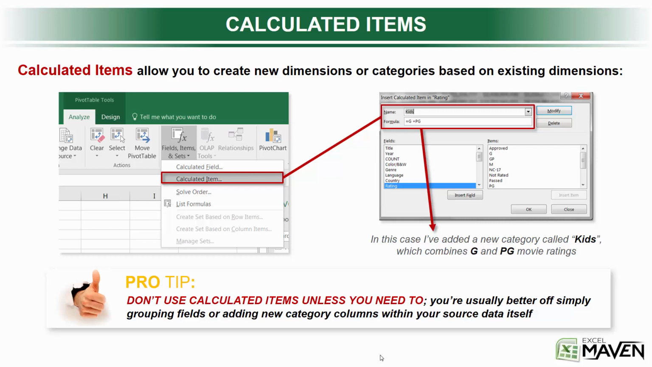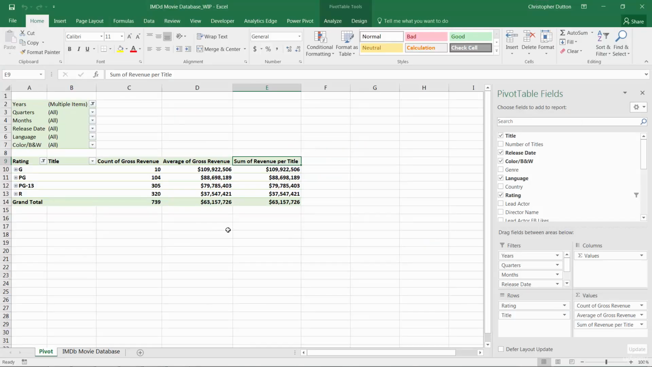So let me show you an example and kind of walk through why I'm not a fan of using calculated items. So here in our pivot, we're going to follow the same demo that I just showed you in the screenshot on the slide. We're going to take the movie ratings and we're going to try to group the G and PG data together into a new calculated item called Kids.